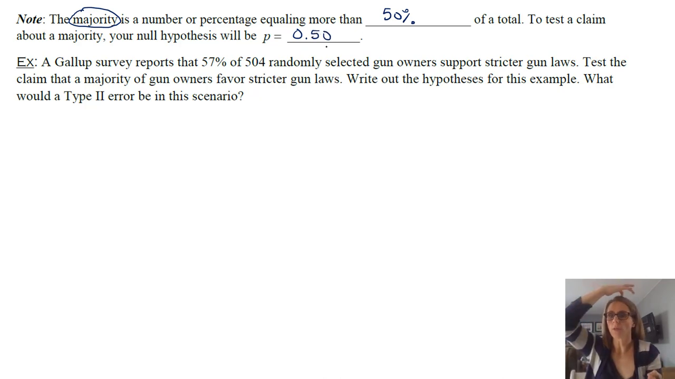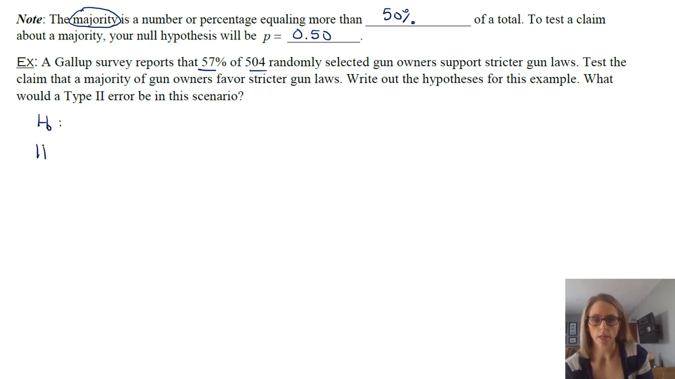Okay, so sometimes you'll see that, and students are like, I don't have a number, what am I supposed to use? So a Gallup survey, so Gallup, very important survey company, reports that 57% of 504 randomly selected gun owners support stricter gun laws. Test the claim that a majority of gun owners favor stricter gun laws. Write out the hypotheses for this example. So understand, we have H naught, H1. I'm always going to write these. Always write them. You're doing your homework. Please write them.